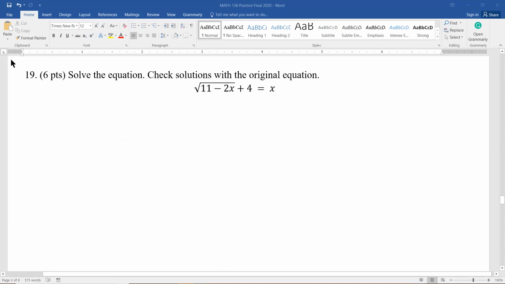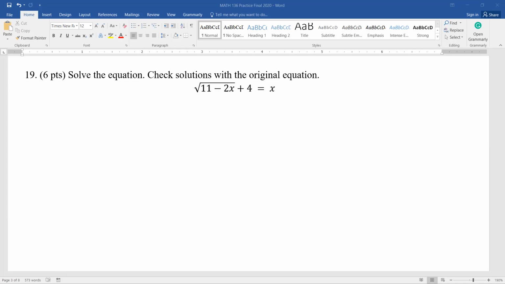Question number 19, we're going to solve the equation. We want to remember to check our solutions in the original to make sure that we don't have any extraneous answers. So to get the radical by itself, in order to get rid of it, we have to move the 4. That's going to give us this right here.